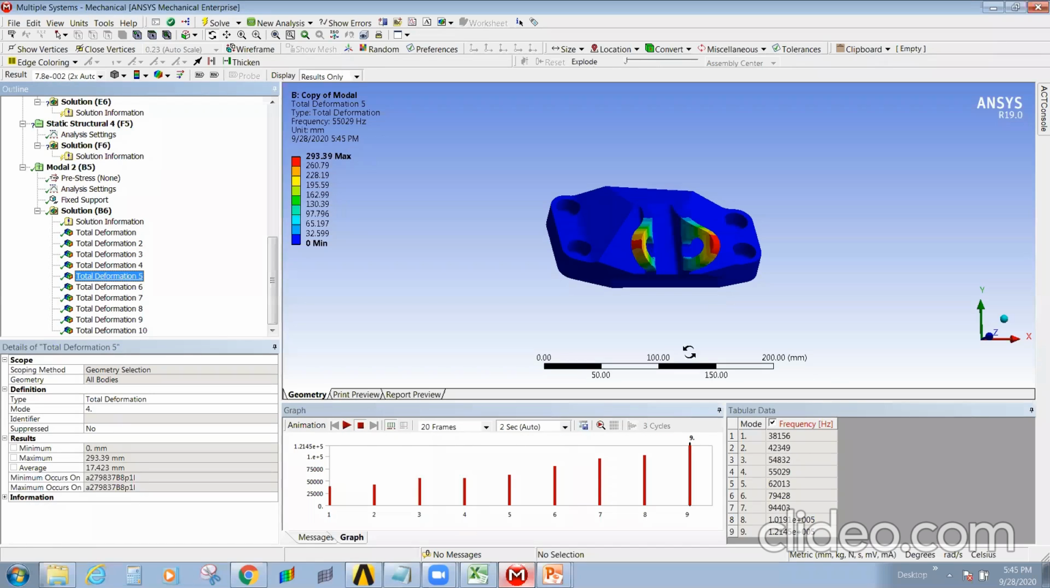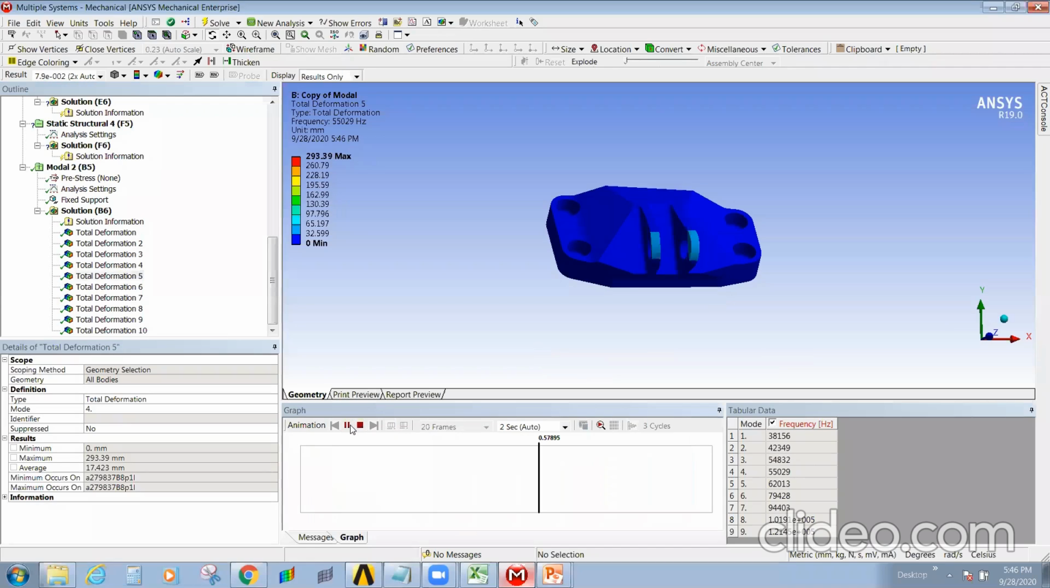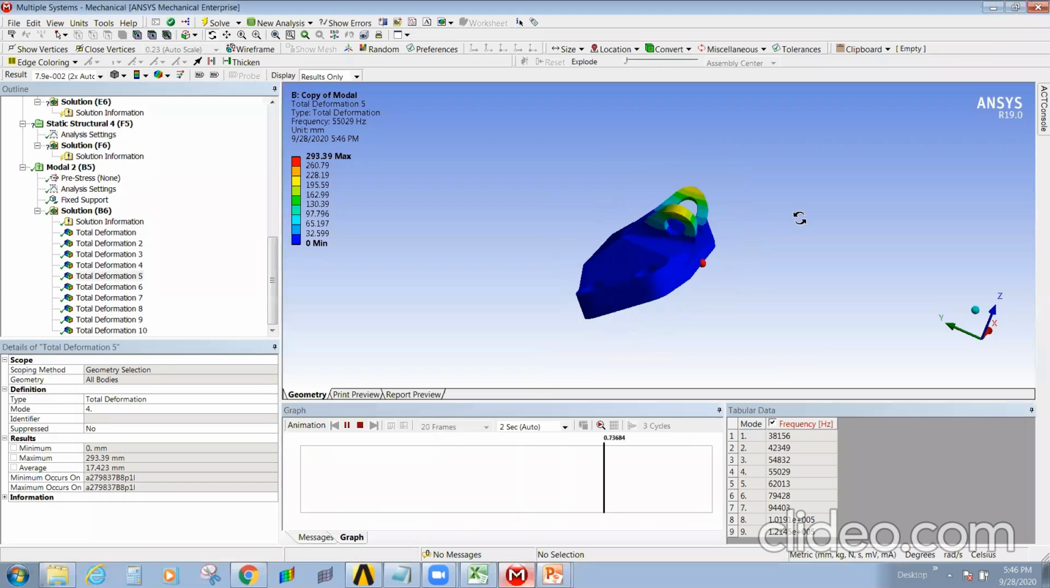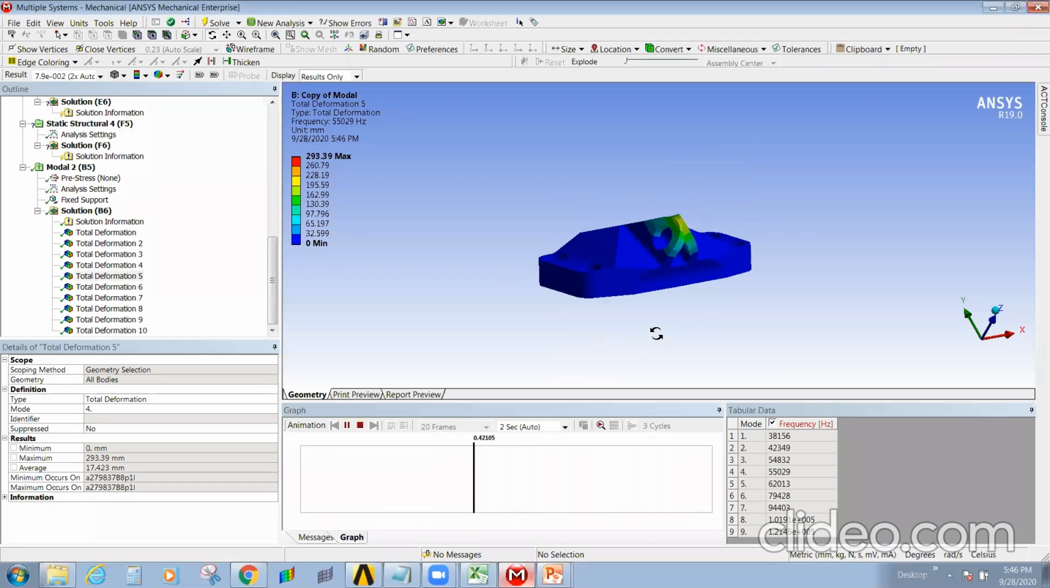So each mode shape shows how your component behaves under self-excitement. You understand? So that is what the mode shapes are. That is what the mode shapes are mentioned for; we are checking the model behavior here.